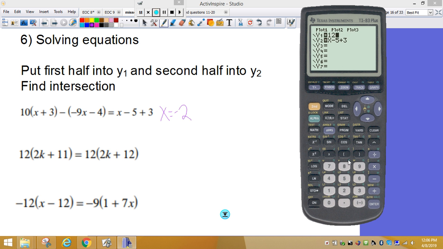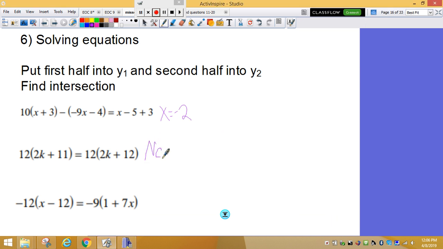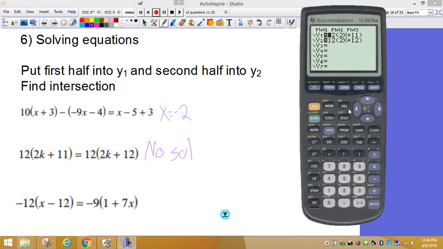We got 12, parentheses. Remember, you can't type a K, so you should just use an X. Let's graph it. Okay, look at those lines. Those lines are parallel. If lines are parallel, that means there is no solution. They will never cross. Let's do this last one.